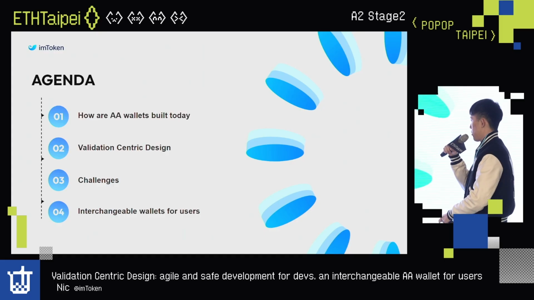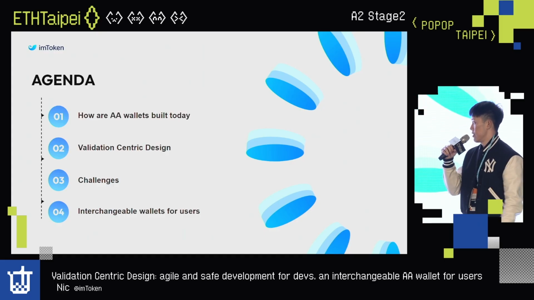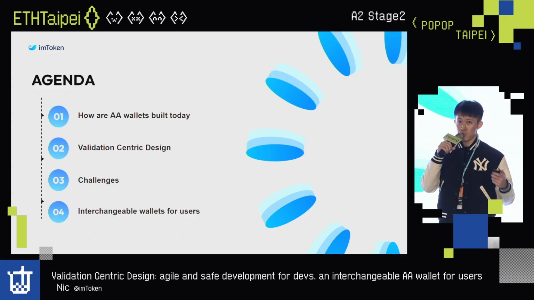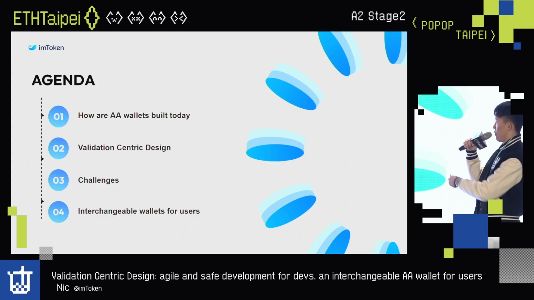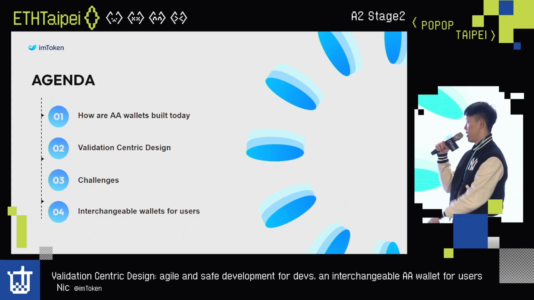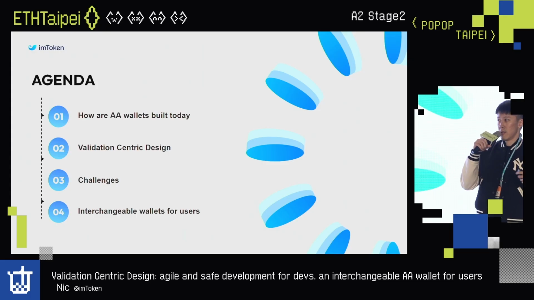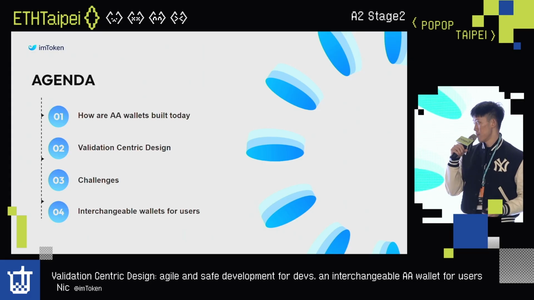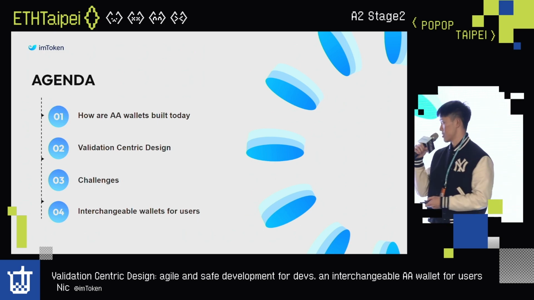Okay. So here are the parts of my talk, the agenda. First, I will briefly go through what AA is, what an AA wallet is, and how the devs are building that. Next, I will go through the topic, the validation-centric design. The third part is the challenges that come with this design. And the last part will be the interchangeable wallets for users, what it means.